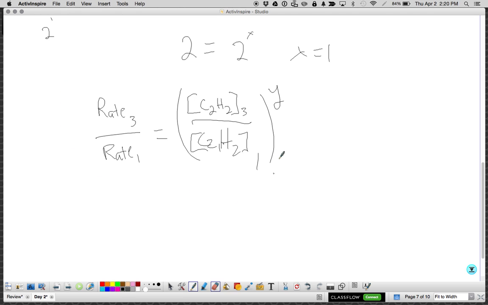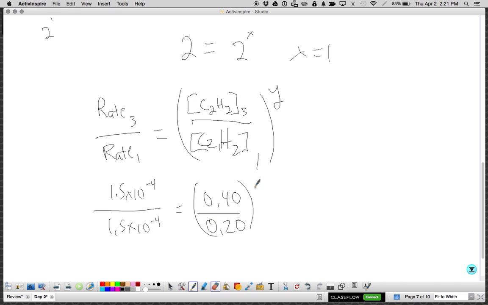If you're having a hard time figuring this out, go back and watch how I did it with the H2. Now when I plug values in, I'm going to skip the units because the units all cancel. 1.5 times 10 to the minus 4 over 1.5 times 10 to the minus 4 equals 0.40 divided by 0.20 raised to the power of y. And this is 1 equals 2 to the y, so y equals 0.